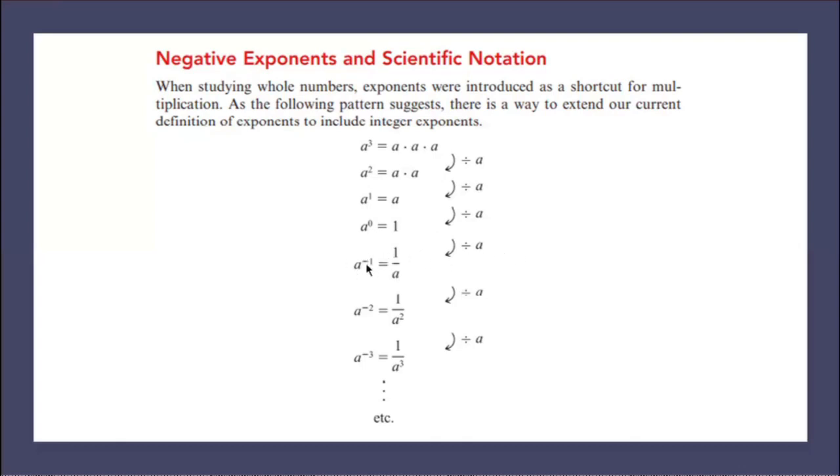And extending, a to the 0 is 1, dinivide pa natin sa a. So, ang mangyayari ngayon ay a to the negative 1, which is also the same as 1 over a. Then, yung 1 over a, pag dinivide pa natin with a, ang magiging result ay a raised to negative 2, which is also the same as 1 over a squared. At pag dinivide natin pa yung 1 over a squared by a, ang magiging result ay a raised to the negative 3, or the same with 1 over a cube, and so on.